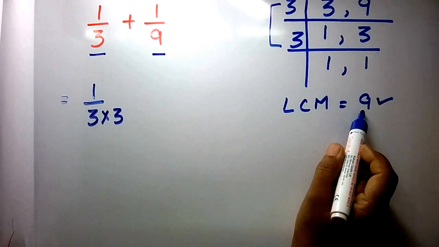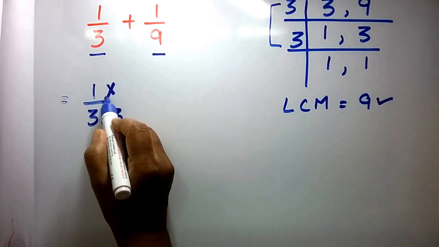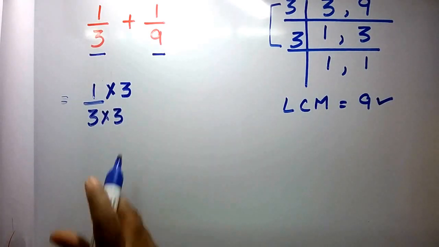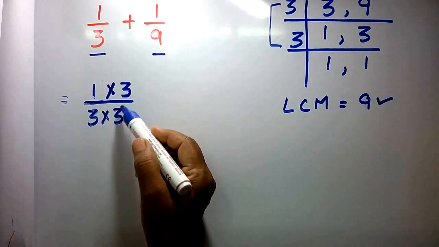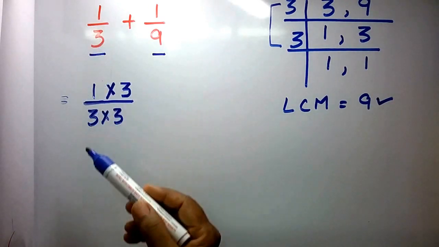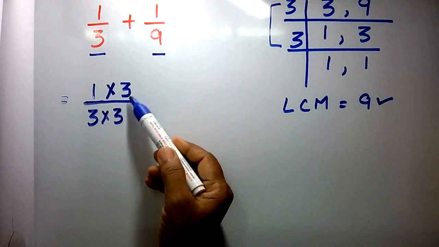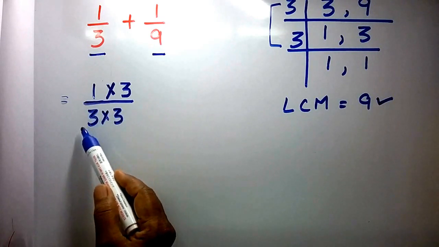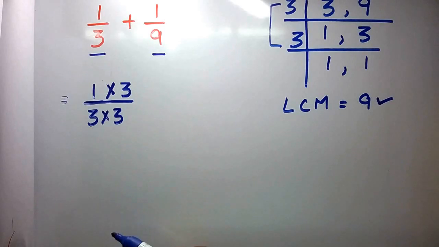3 threes are 9. The main important thing to remember is that whatever you multiply, the same number you have to multiply the numerator. So denominator and numerator should be multiplied with the same number so that there is no change. It is making an equivalent fraction. You must have studied equivalent fractions. You are multiplying with the same number. Your main aim is to make the denominator same, so you have to take the same number in the numerator.